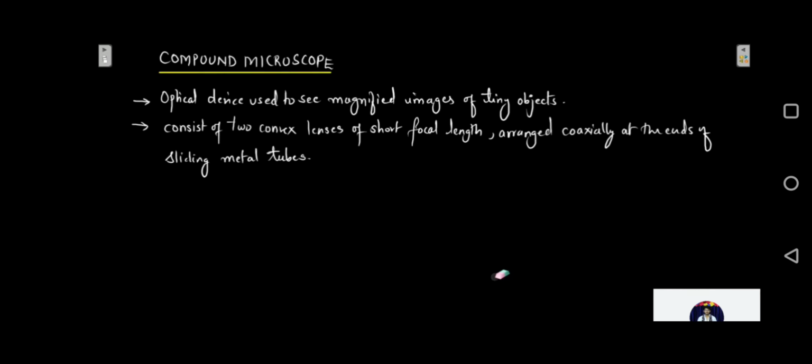The next optical instrument that we have is the compound microscope. A compound microscope is an optical device which is used to magnify tiny objects.